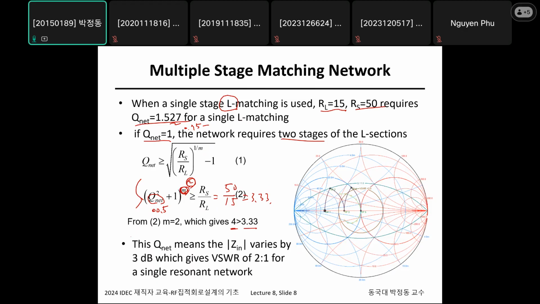So this Q net means the input impedance varies by 3 dB. Okay, but this is only true for a single resonant network. Actually, this is the definition of Q. Q is a fractional bandwidth, right? This is the 3 dB bandwidth line, fractional 3 dB bandwidth. That's what I mean. But this is true only for a single resonant network.